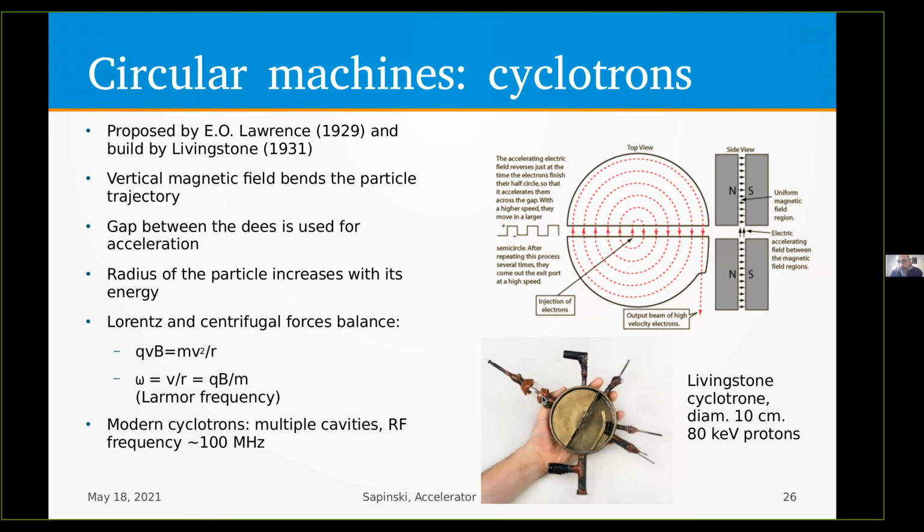Here is actually the very first cyclotron ever built. It has a diameter of only 10 centimeters, and it can accelerate protons to energies of already 80 kilo electron volts. How does it work? It has these two Ds, very special electrodes which are empty inside. The polarization of the electrodes changes with a certain frequency, and the particles are accelerated in the gap. Of course there is a magnetic field which makes the particle trajectory circular, or rather spiral.